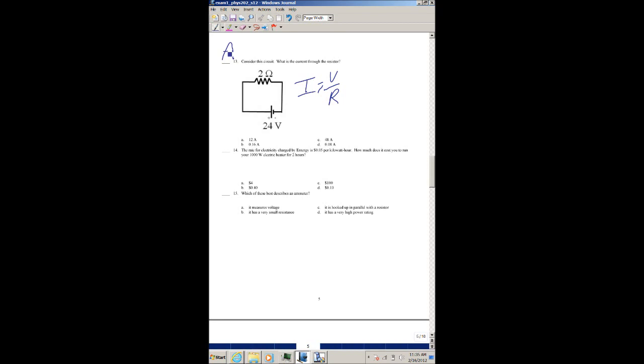The rate for electricity charged by energy is 5 cents per kilowatt hour. Yeah, I think that's low. I think the rate is more like 15, 16, 17 cents. But this is what I found on the internet.